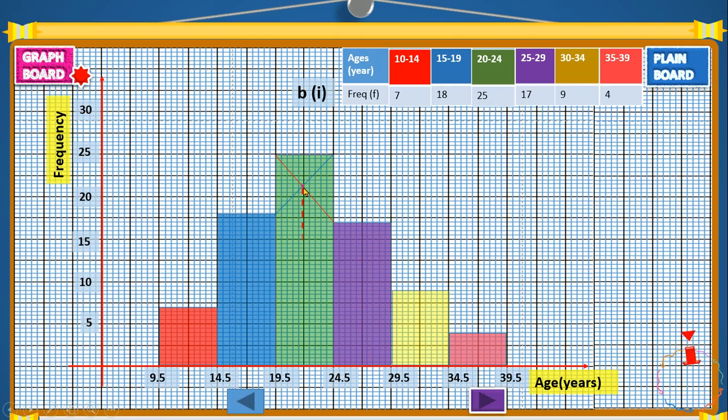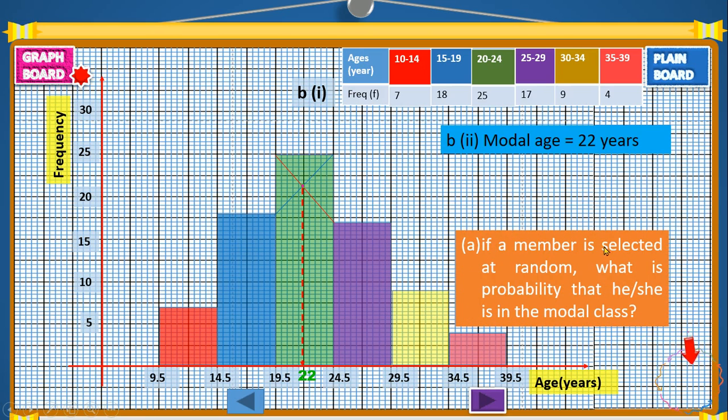The point that is being highlighted is that. Then we draw down to the axis representing the ages of the members of the club. Now, looking at that, you can see that that is exactly 22. So therefore, the mode is 22. So we have answered B2. The modal age is 22 years. Then the next question.